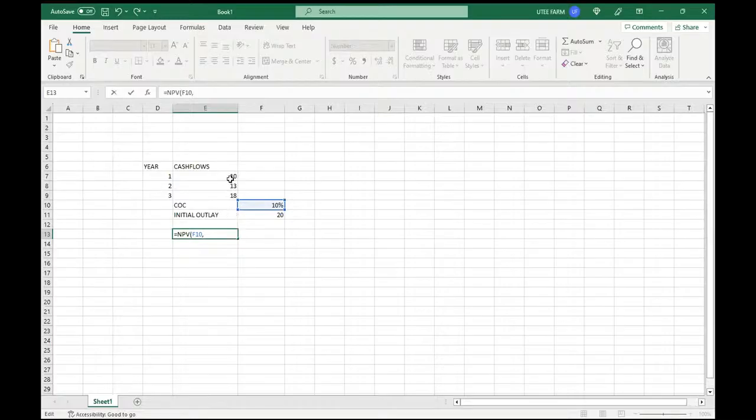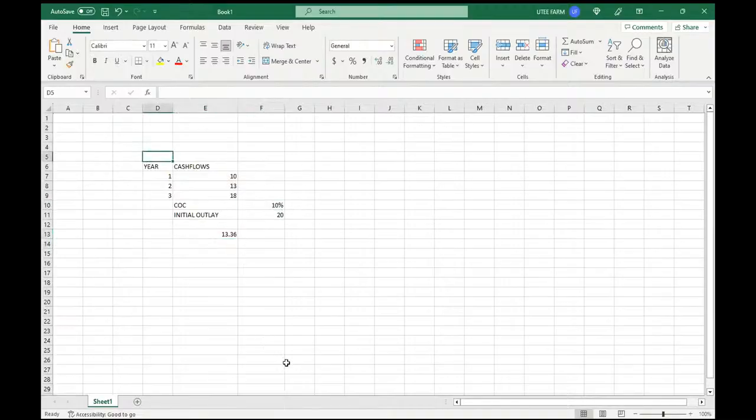So the rate, then the numbers. Yes, close brackets. Great. Thank you so much. They should really show the formula. I don't know why they're not showing formulas, and I will have to find out. If they're not showing formulas because they're very old, then you have to get the 2021 Excel. Thank you so much.